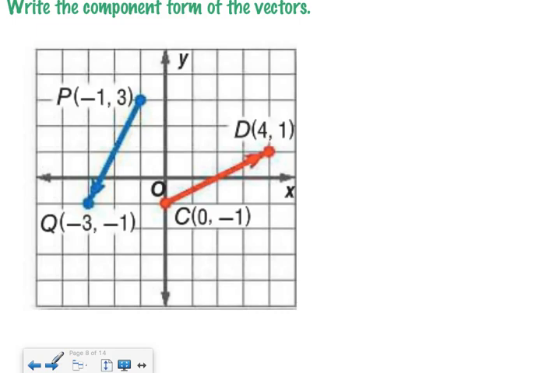So let's try an example. It says write the component form of the vector. Let's start with vector PQ. You put a little arrow on top so you know it's a vector. You start with your terminal point, the one that has the arrow. So I'm going to take -3 minus -1.